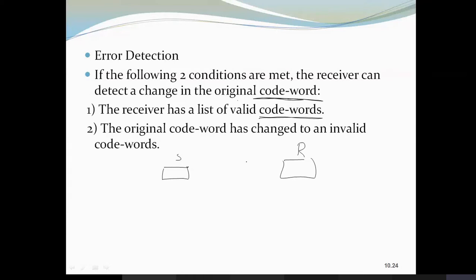Now when the sender is sending the data, whatever data is received with the help of those extra bits, the receiver will make a comparison with the code words it maintains. If there are any changes in the received data, obviously it is not going to match any of the code words present at the receiver side. It should match these code words. If there is no match, then you will come to know that an error was introduced in the received data.